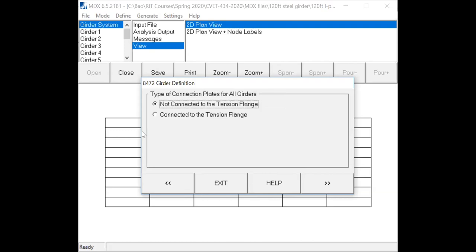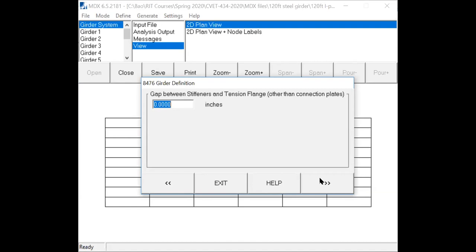And type of connection plates for our girders, we will choose this. And this stiffener will be along the entire depth of the web, so it will connect to the tension flange. Tension is the bottom flange. So this definitely connects to the tension flange because this stiffener will be along the entire depth of the web. Okay, so just do that. Connect to tension flange, and the gap between the stiffener and tension flange, 0.